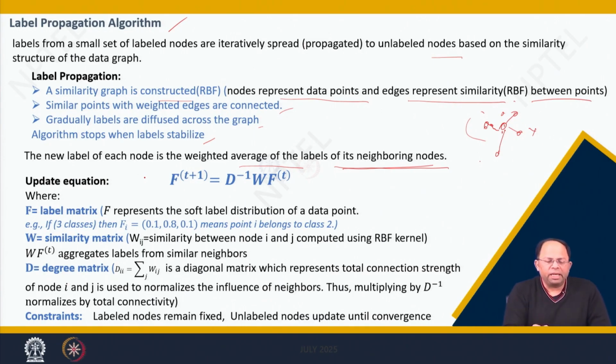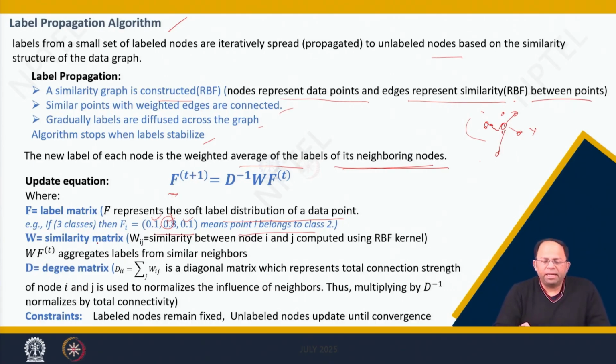So over here, if you see, this F is the level matrix, and basically it represents the level distribution of data points. For example, if a data point has 3 classes, then Fi is stored like this: class 1 has probability 0.1, class 2 has probability 0.8, and class 3 has probability 0.1, meaning the point most likely belongs to class 2, right? So whichever has the highest probability, we will take that. So that means we have a matrix where for each class I can predict the probability.